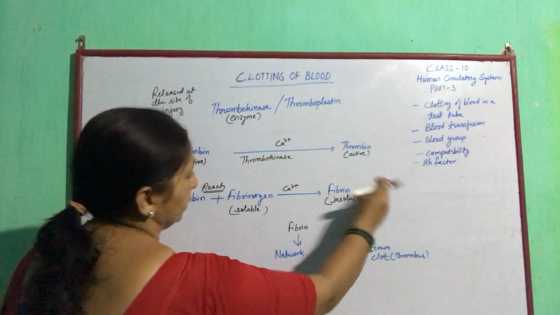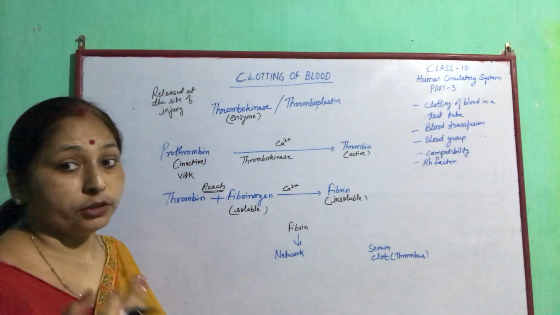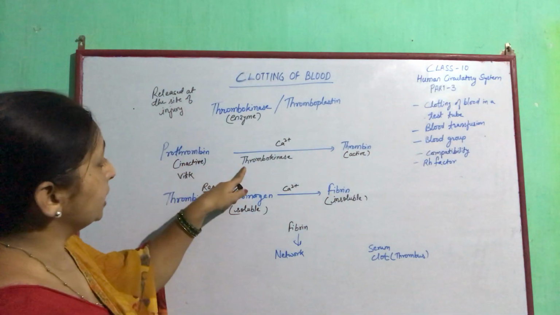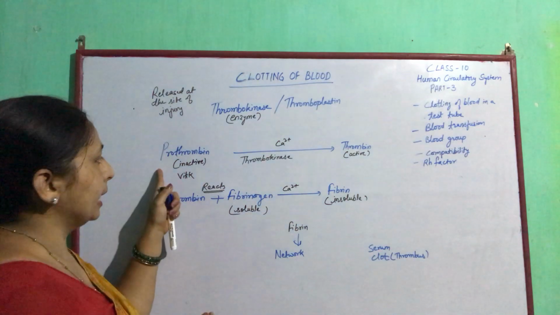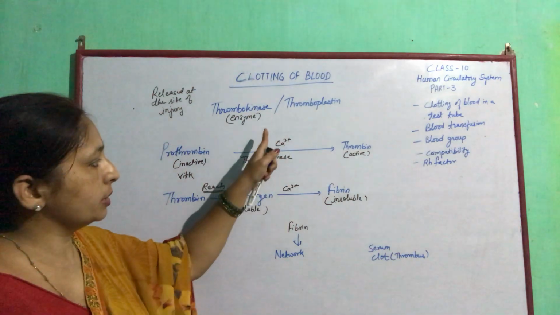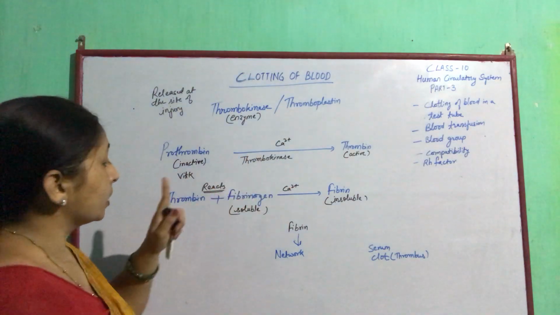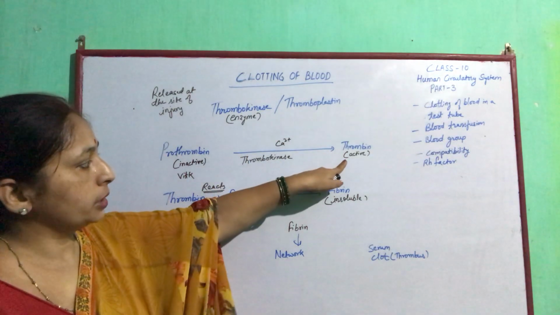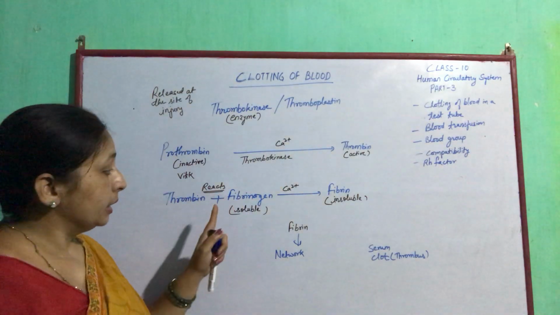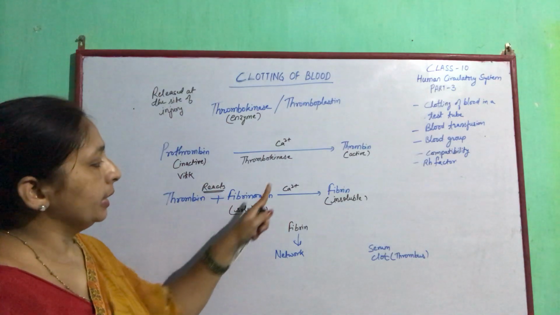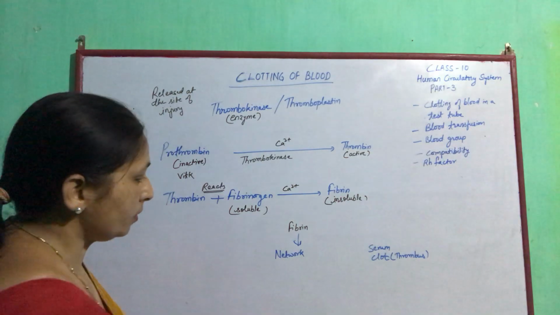Now two steps are involved in the process of clotting. First, thrombokinase catalyzes the reaction of inactive prothrombin to thrombin in the presence of calcium ions. Again, the thrombin formed here reacts with fibrinogen, which is a soluble component, in the presence of calcium ions, and converts it into fibrin.